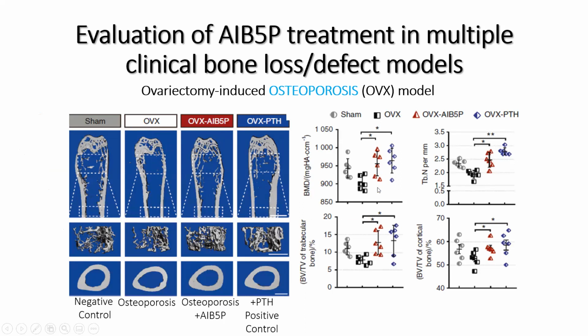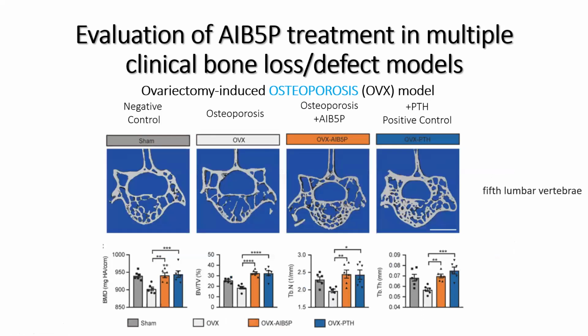You can see it graphically here. Bone mineral density, bone volume on tissue volume, all of these parameters were increased after administration of the peptide. And here, parathyroid hormone was used as a positive control, as this also is known to increase the bone volume and bone mass. Similar results were seen from the vertebrae bone. So again, administration of the protein increases bone mass compared to the osteoporosis model.